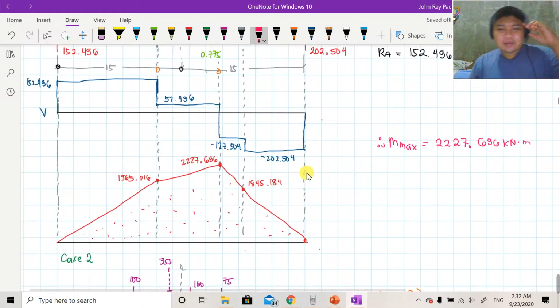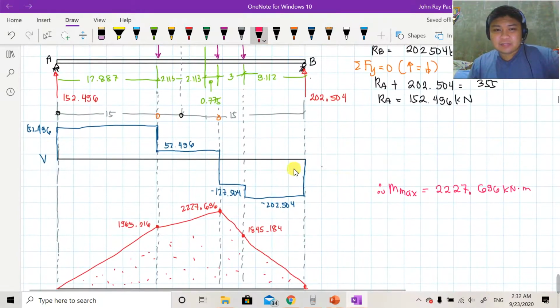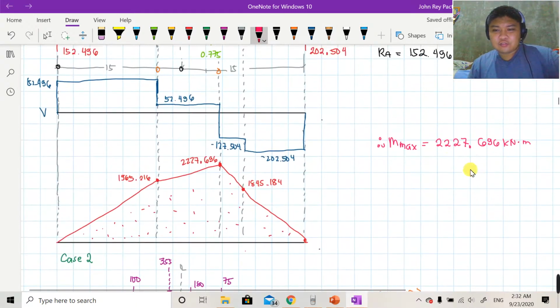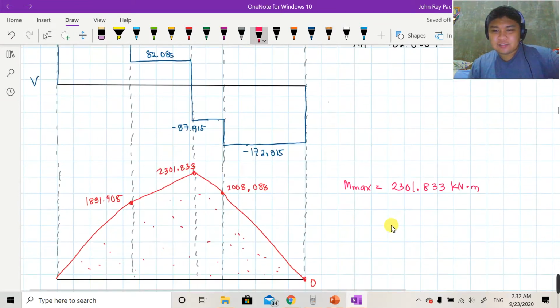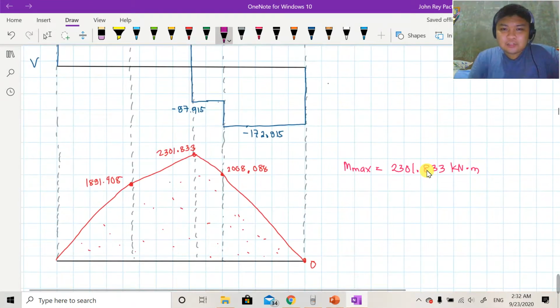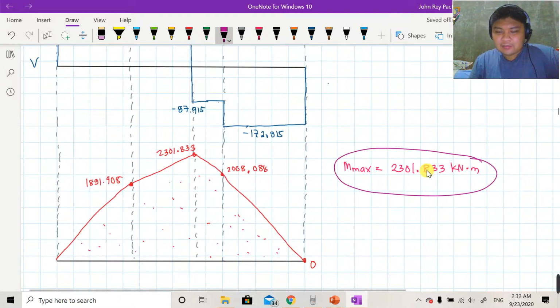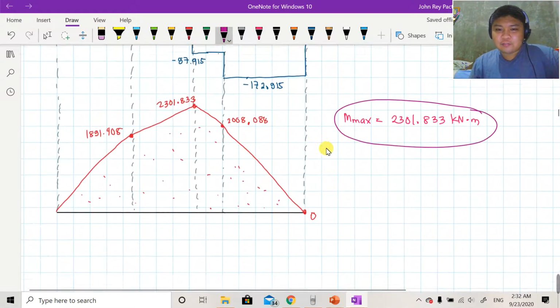So, we already solved the two cases and we have two values of maximum moment. So, syempre, ang last step class is to compare those two values. Alin sa dalawa yung mas mataas, and based dito class, 2227.696 ba or 2,301.833, malamang ito yung mas mataas class na value. So, therefore, yan yung ating absolute maximum moment.